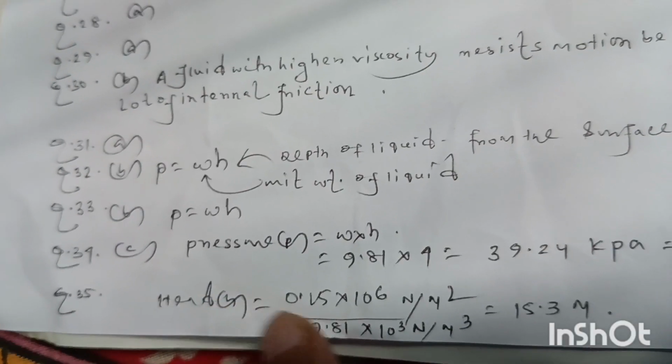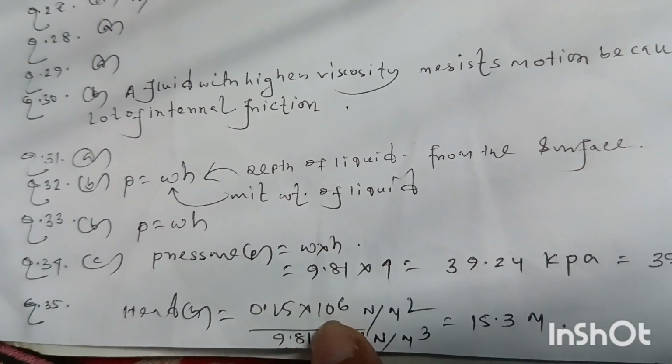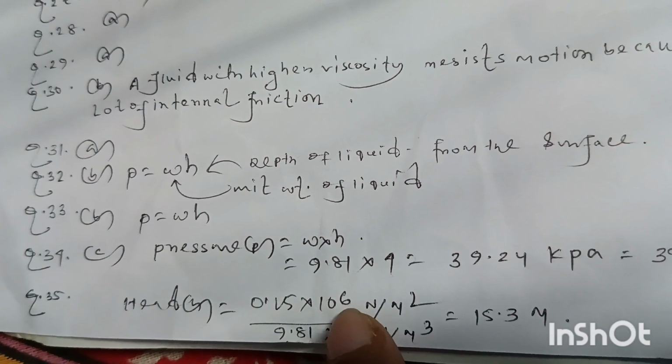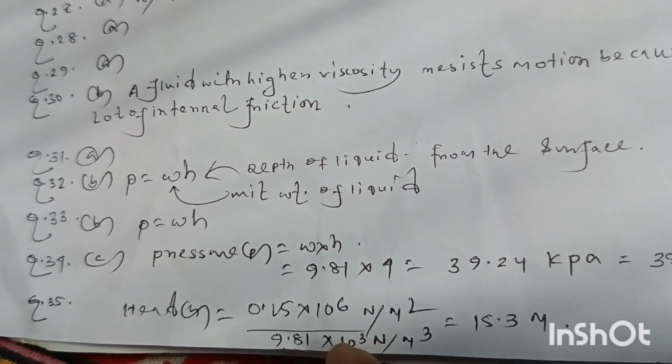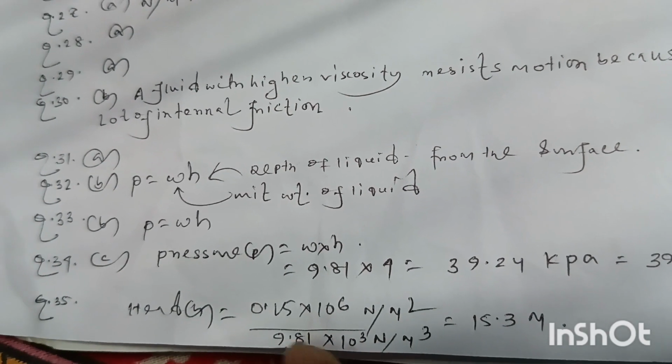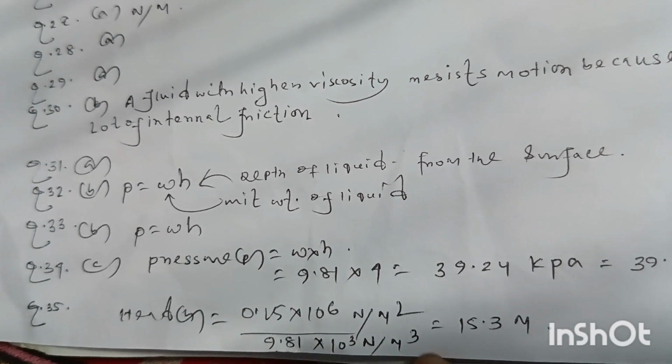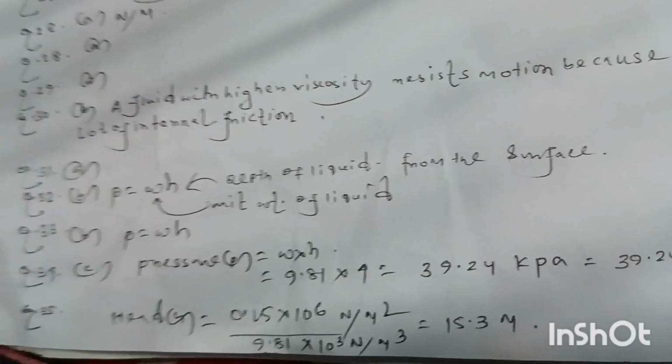The head H will be equal to the intensity of pressure 0.15 into 10 to the power 6 Newton per meter square divided by the specific weight of the liquid, that is water. So 9.81 into 10 to the power 3 Newton per meter cube. The head will be equal to 15.3 meter.